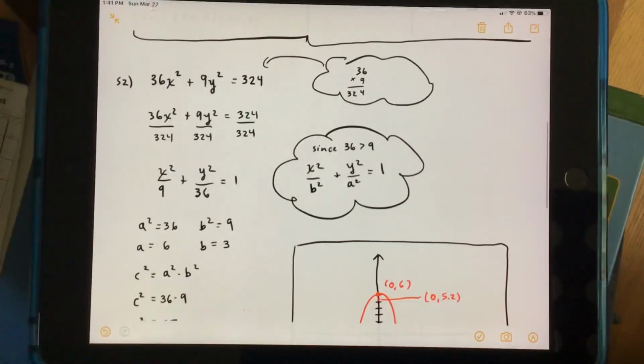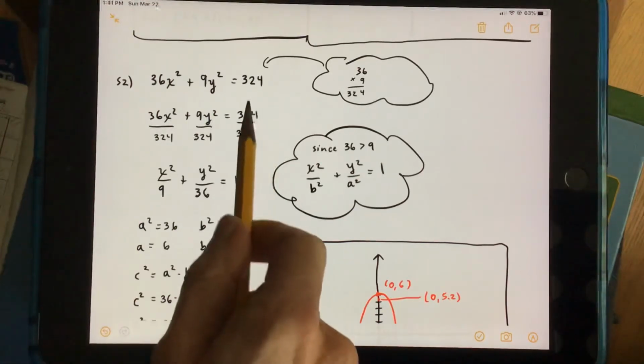Example 2, we're presented with 36x squared plus 9y squared equals 324. We're noticing we're not in standard form for an ellipse. This number isn't 1.